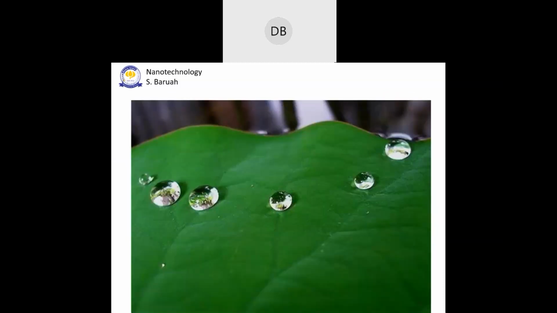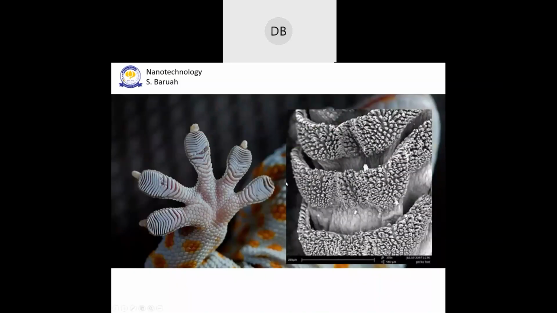Sir, hello, sir. Yes? Hello. Yes? Sir, can you repeat this gecko concept once again? Sure. Let me go back. Yeah, so this is the maximum image I could find. You see all those small things there. These are like small cups.